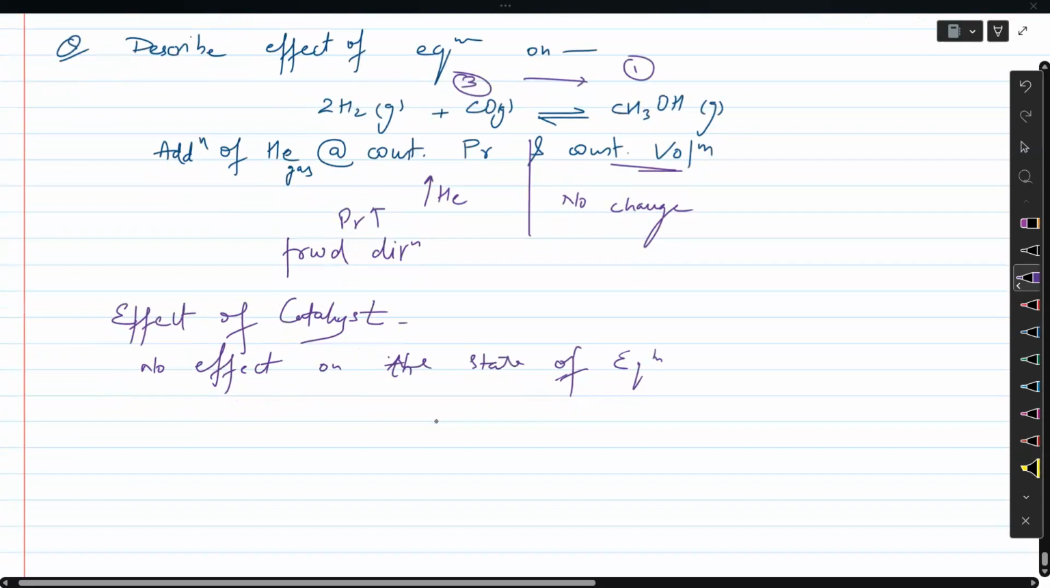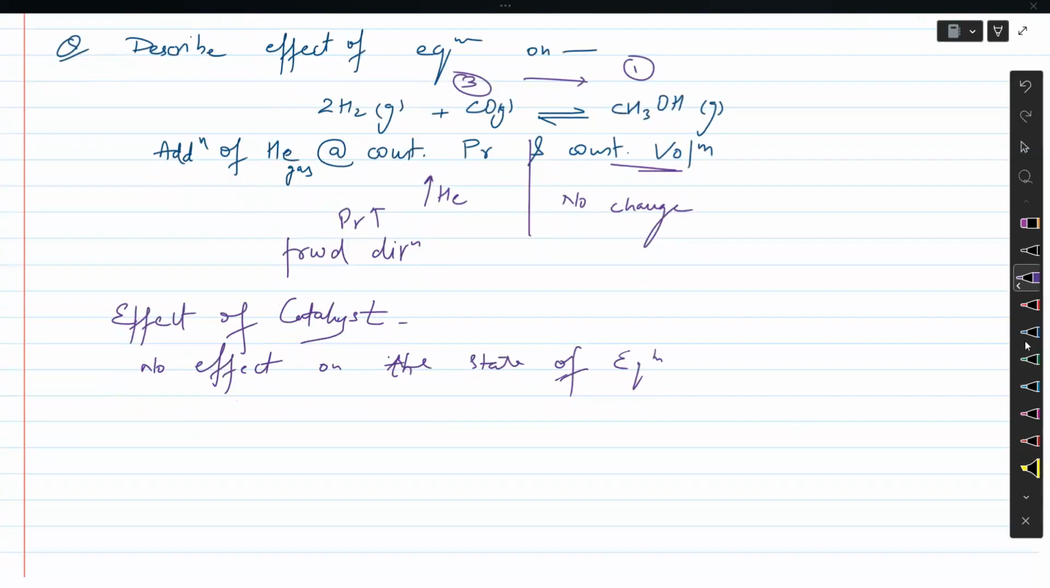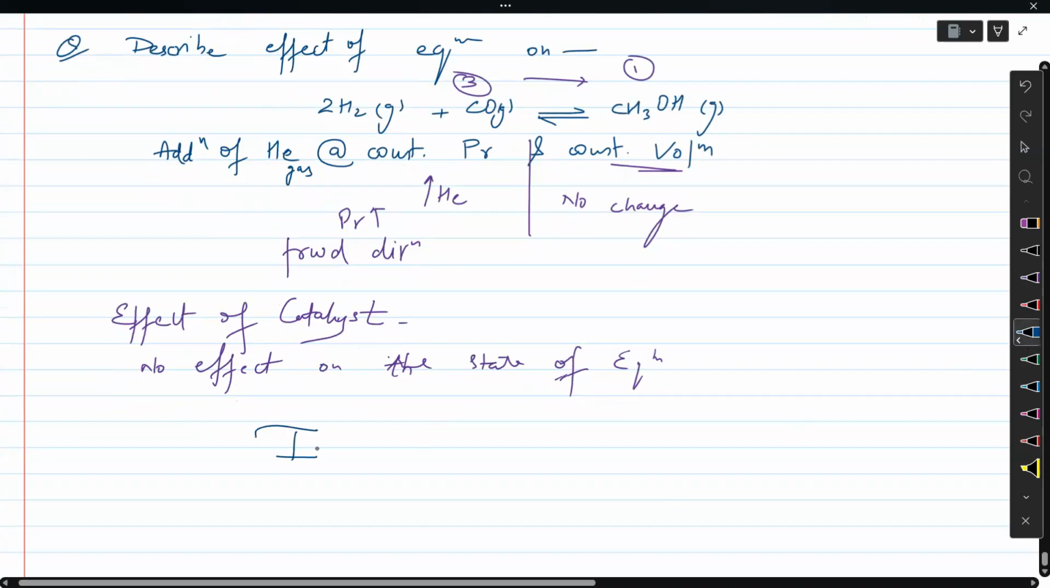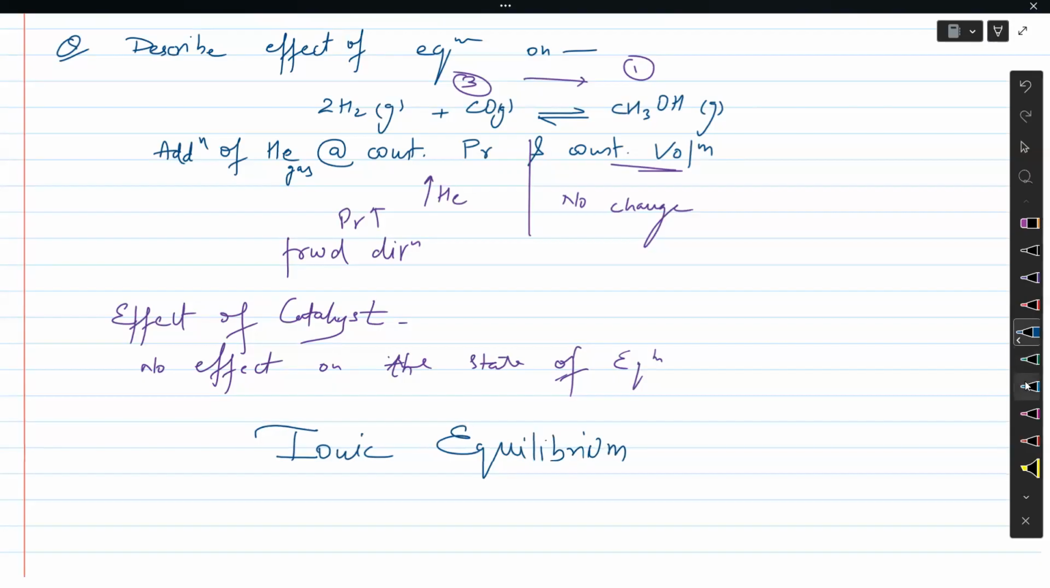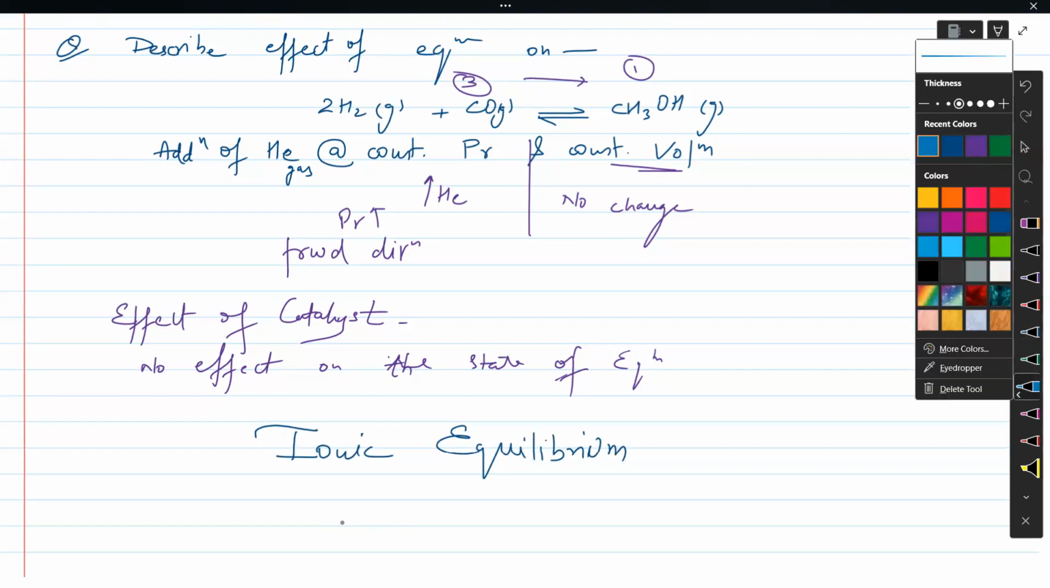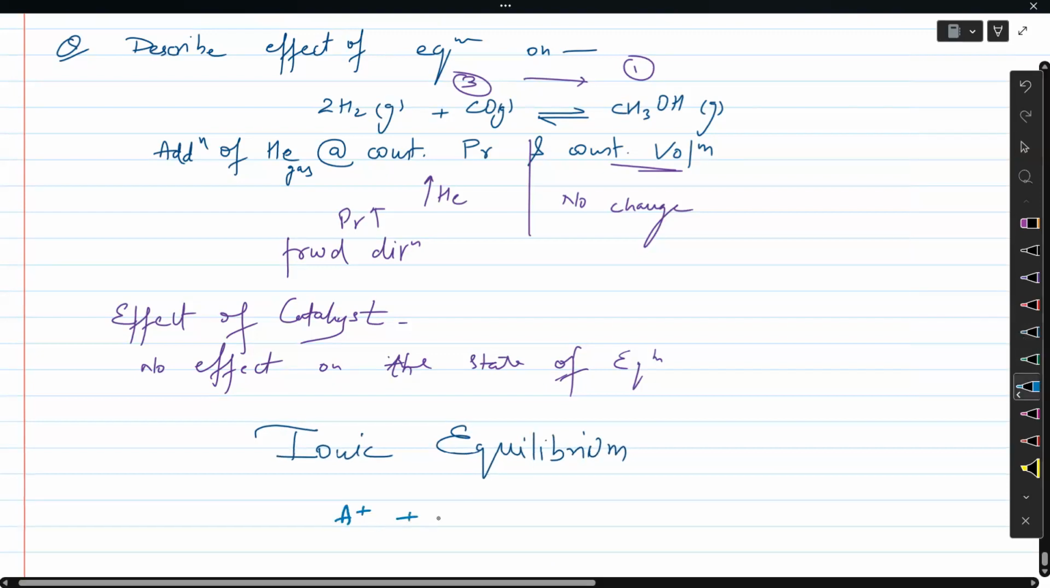So we are going to start a new topic which is related to this equilibrium only, but we are going to study ionic equilibrium. Ionic equilibrium. By its name, we can understand that we are going to study about ions in this chapter. For example, some ions will be studied in aqueous medium and their equilibrium with some molecules.